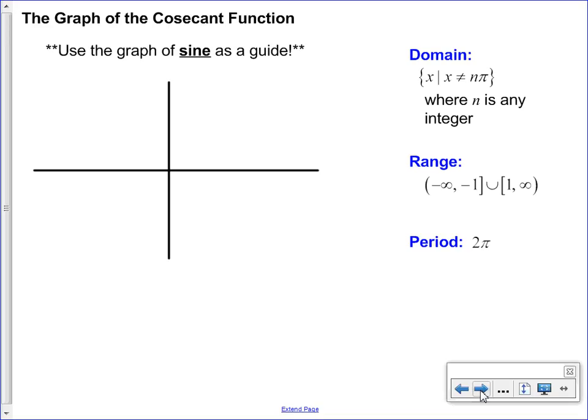Sine is the reciprocal of cosecant, right? Cosecant? I had it backwards. Here we go. Set up your graph. Remember, sine goes from 0 to 2 pi. Pi over 2, 3 pi over 2. 1, negative 1.